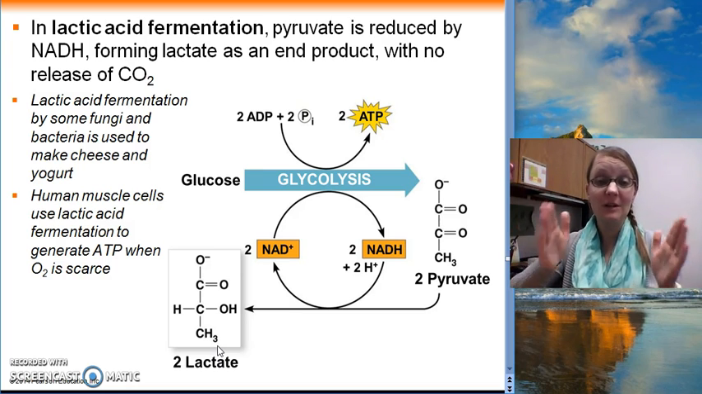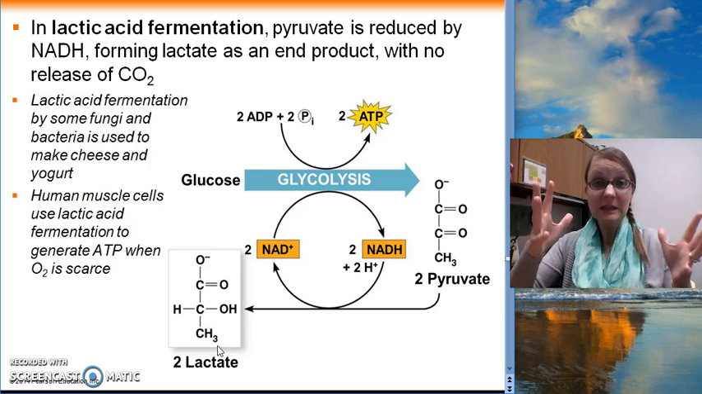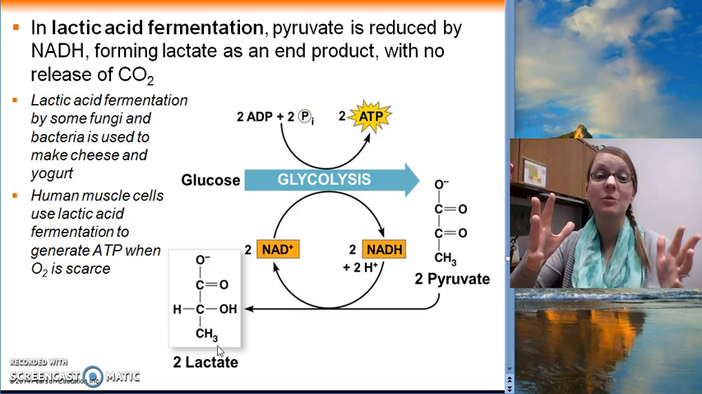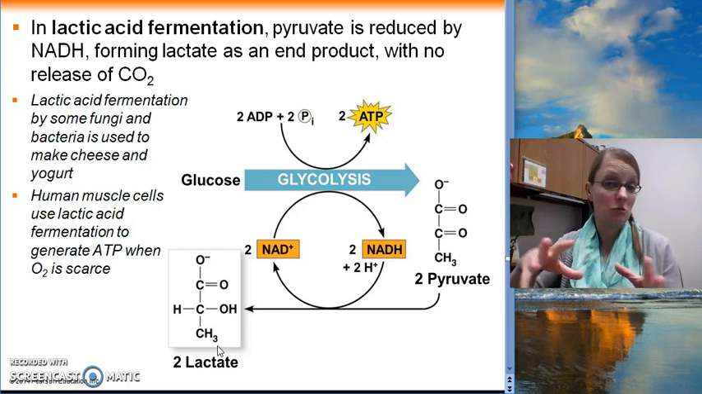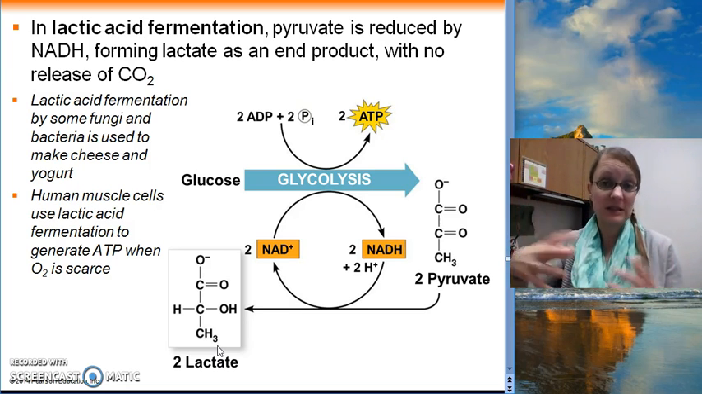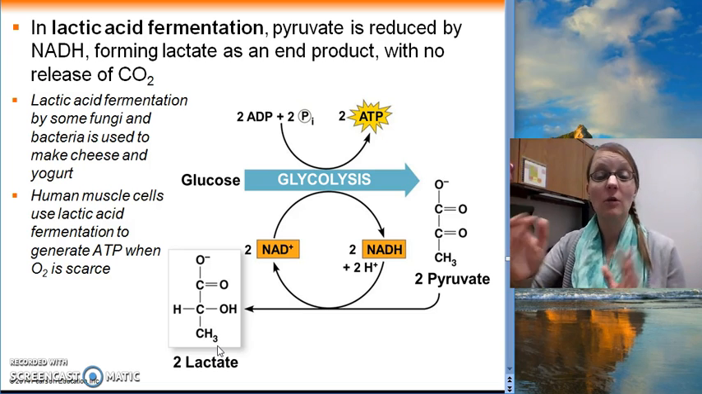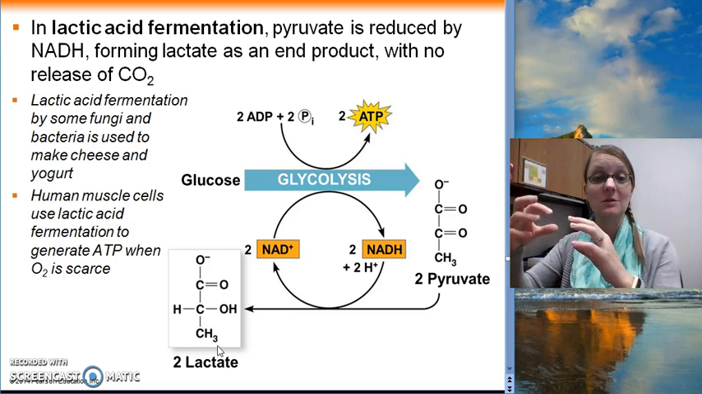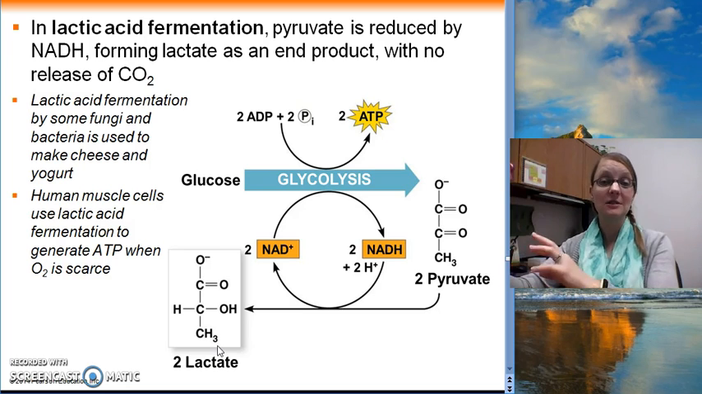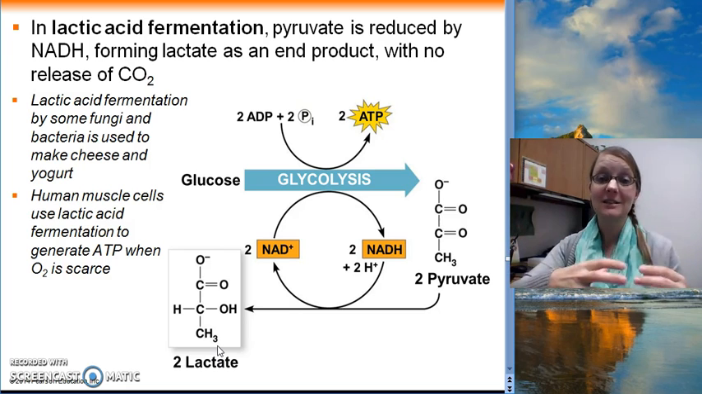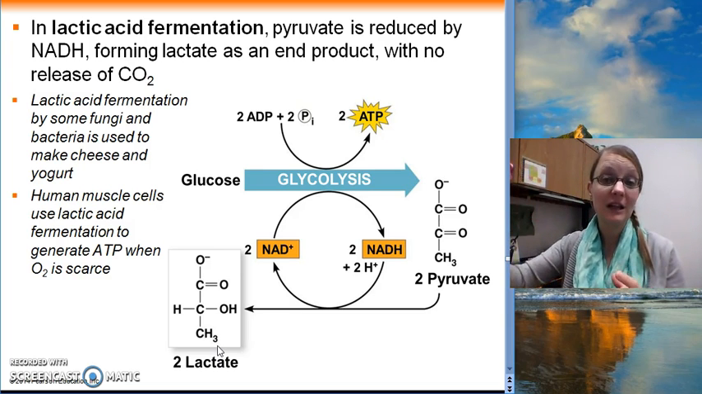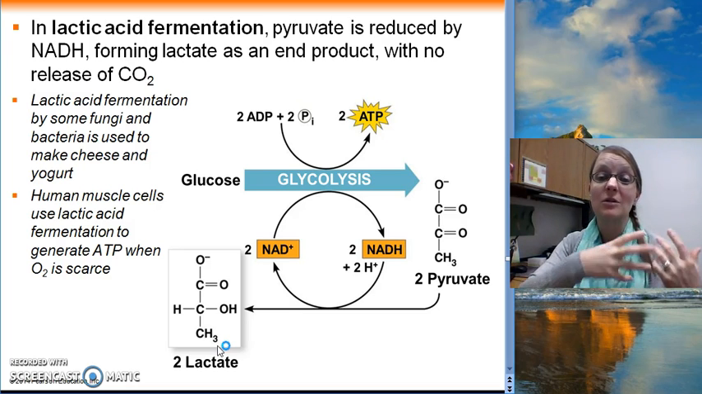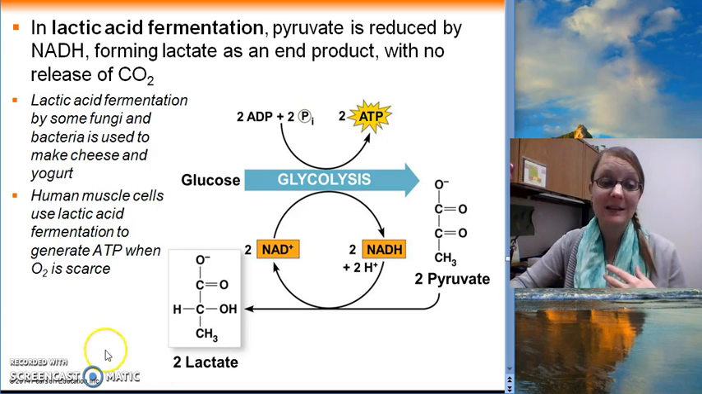And so for a brief period of time, your muscle cells say, I can't breathe anymore, I don't have any more oxygen, I can't do cellular respiration. Well, your muscle cells don't die. They don't cease working because they run out of ATP. No, they switch. They switch from doing cellular respiration in the presence of oxygen to doing lactic acid fermentation in the absence of oxygen. And so they take the pyruvate, they use it to pick up those extra electrons from NADH, and they produce lactate, or lactic acid.